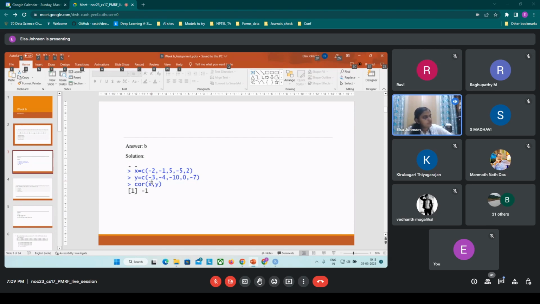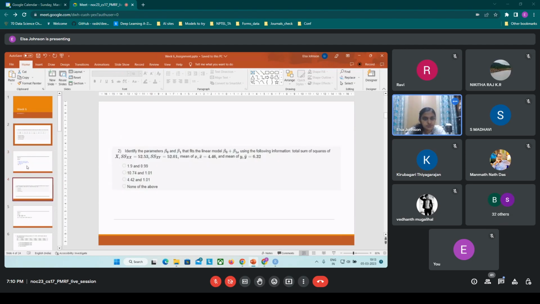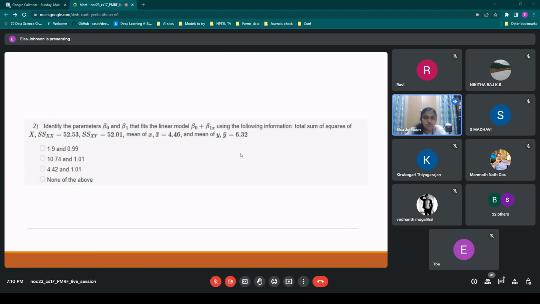Okay, so next one. Identify the parameters beta naught and beta 1 that fit the linear model. Using the following information, the total sum of squares of x, SSXX, is given as this one. Then SXY is given as this one, and the mean of x and mean of y are given.